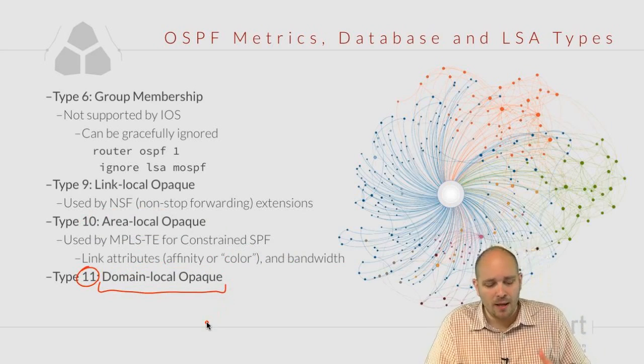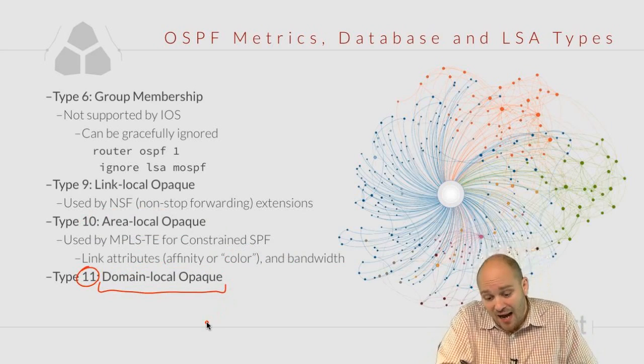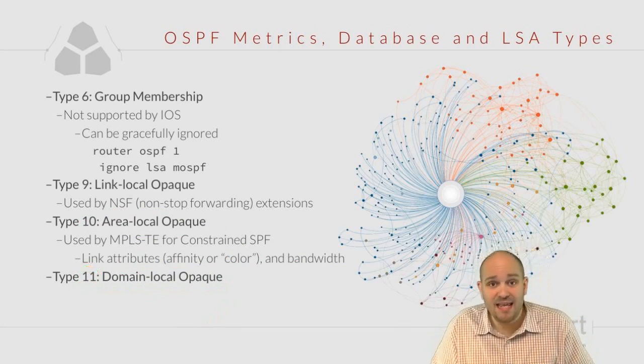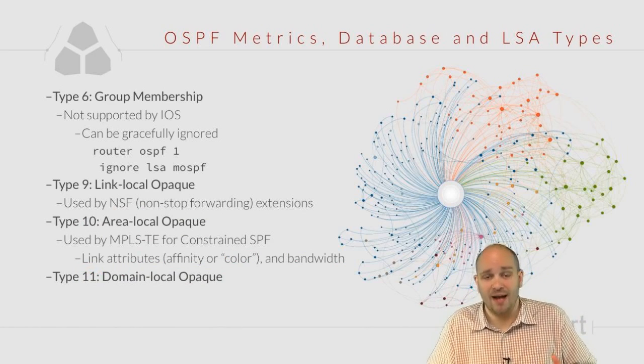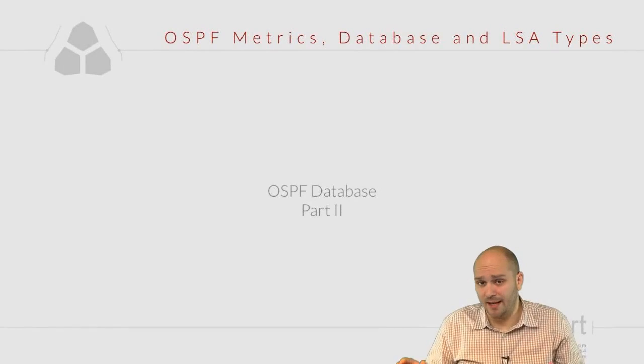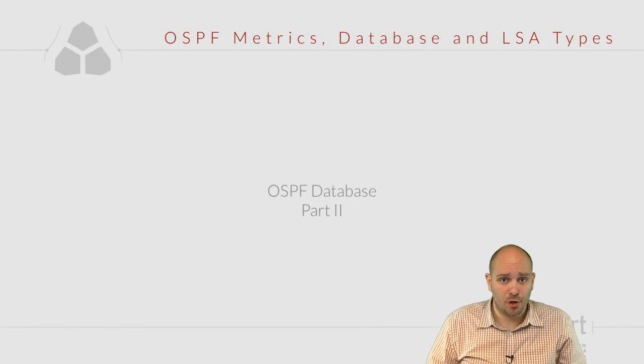And there is also type 11, which is a domain local, or I should say domain wide, or domain global opaque LSA, but I am personally not aware of any OSPF implementation of the domain wide opaque LSAs. I promised, and I'm a man who keeps his promises.